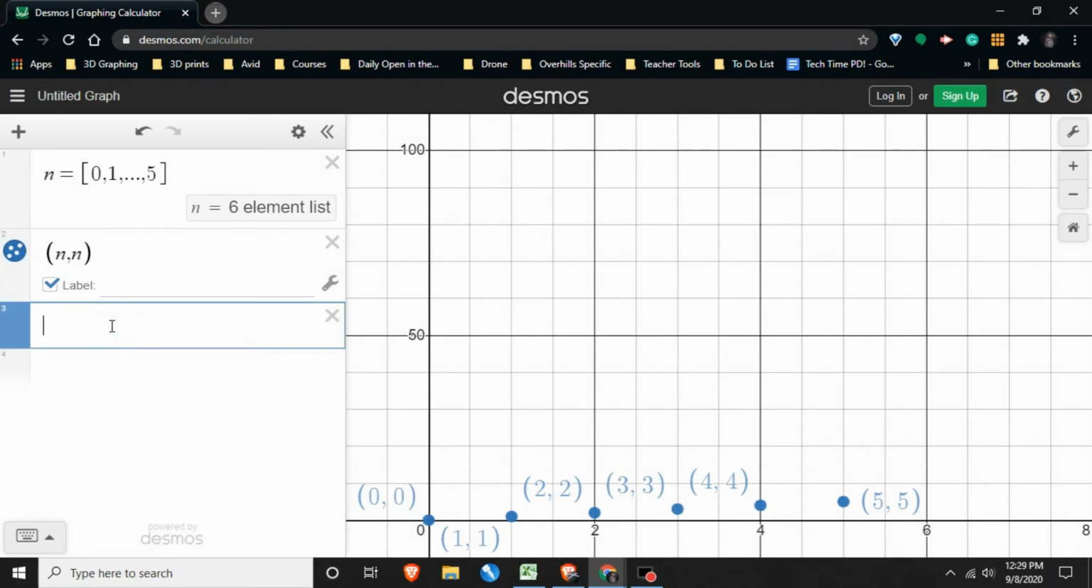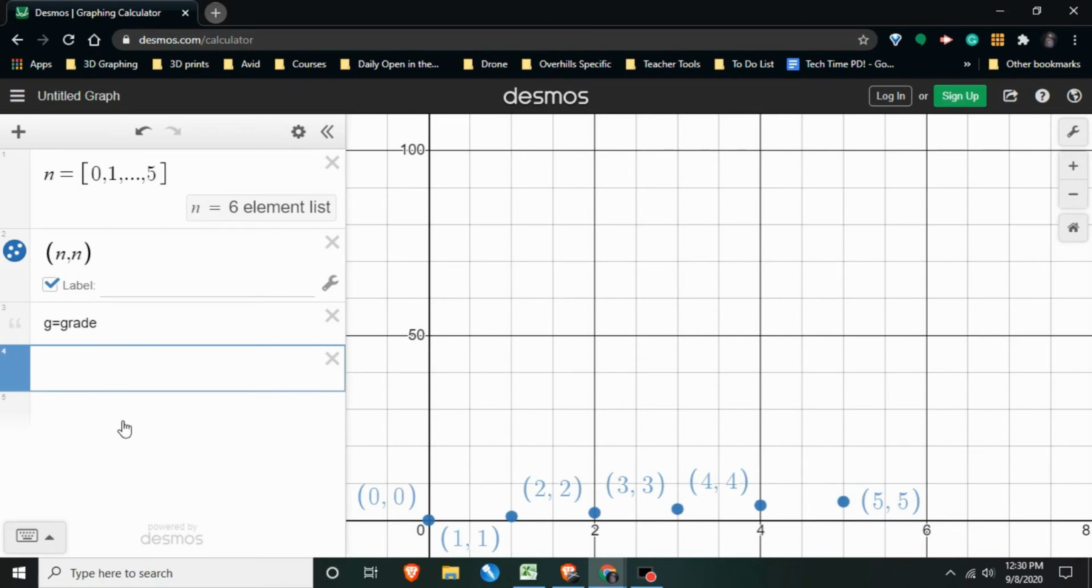Now I'm going to make another note. Now this is Desmos. If you're in a math class, you cannot use desmos.com/calculator. You have to use the North Carolina approved version of Desmos. In the regular version of Desmos, you can actually make yourself a little bit of notes. So I'm going to use something called G to represent my grade.